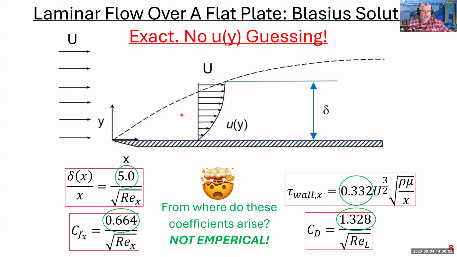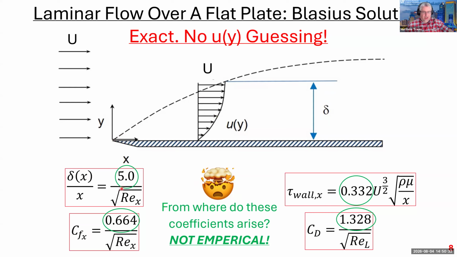Then Blasius came along, and as we'll walk through here in a second, actually figured out the shape of the velocity profile, which then allowed for an exact solution for the boundary layer growth, the shear at the wall, the skin friction at the surface, and ultimately what we care about for fluids, the drag coefficient. Because this is what we use to get the force that this plate experiences as a result of the fluid blowing over it. So these are all determined from Blasius's solution.